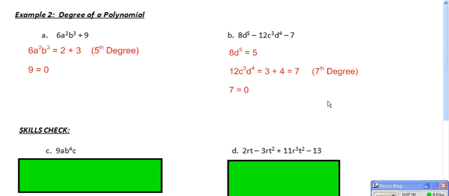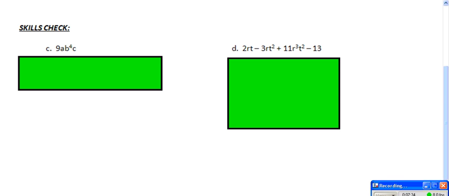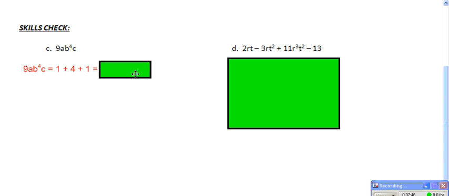I'm going to go ahead and have you pause the video here, work through C and D, and then check back in. In example C, we have a monomial here, and we need to find out the exponents. A would be 1, B 4, C 3. We'd add that together, and we'd get a 6th degree polynomial here.